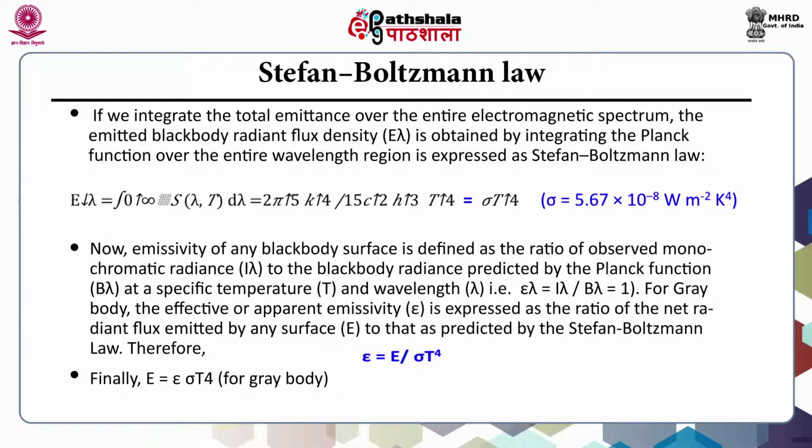Now, the emissivity of any black body surface is defined as the ratio of observed monochromatic radiance: epsilon lambda is equal to I lambda by B lambda, which is equal to 1. For a grey body, the effective or apparent emissivity, that is epsilon, is expressed as the ratio of net radiant flux emitted by any surface, that is E, to that prescribed or predicted by the Stefan-Boltzmann law. Therefore, epsilon is equal to E by sigma T to the power 4, and E is equal to epsilon sigma T to the power 4 for any grey body.